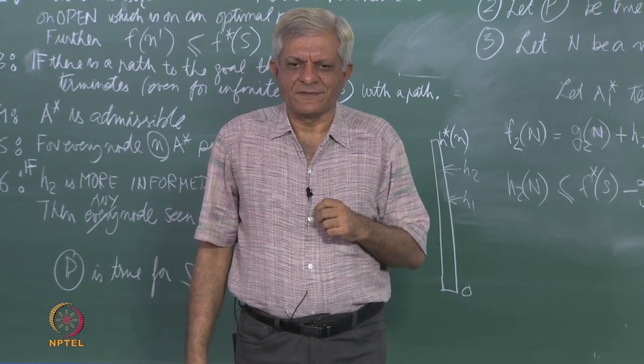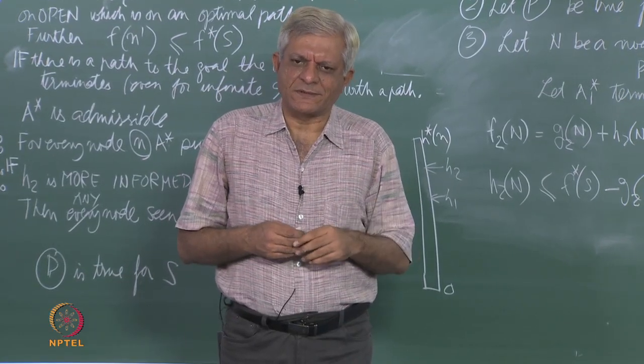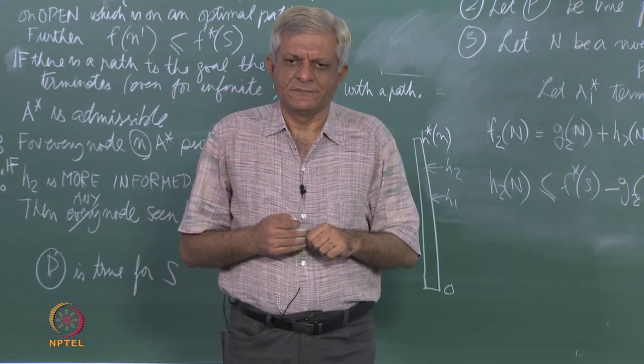Because G1 of n, like A1 needn't have found the optimal. Neither of them need be optimal. They are only the paths found so far. The path found so far by A2 need not be the optimal, like the path to n. Okay, you are close to it.